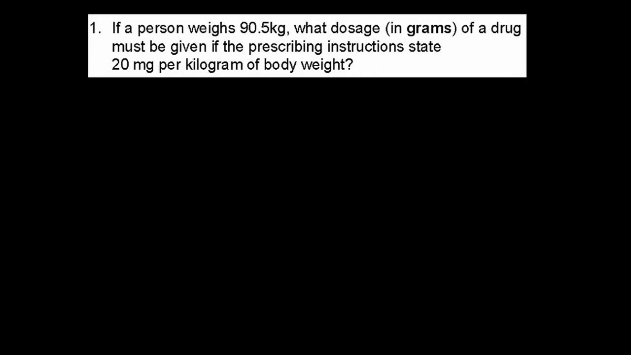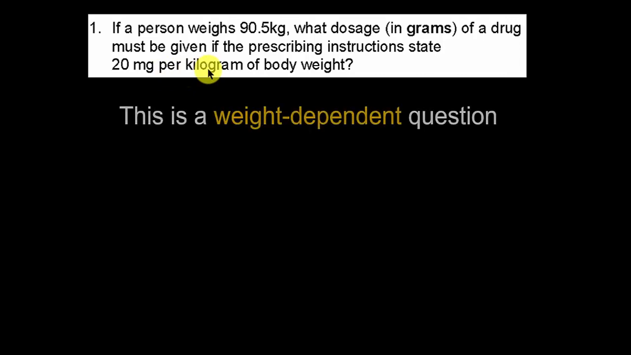So let's dive in. Question 1. If a person weighs 90.5 kilograms, what dosage in grams of a drug must be given if the prescribing instructions state 20 milligram per kilogram of body weight? It sounds a little complicated, but the key here is this phrase per kilogram body weight. That tells us it is a weight dependent question.